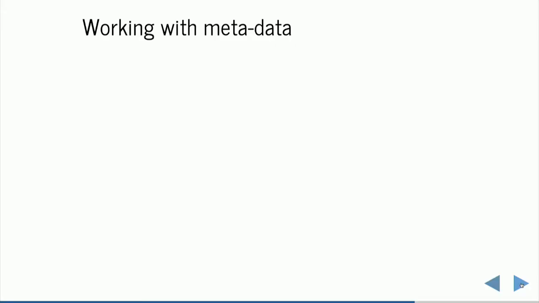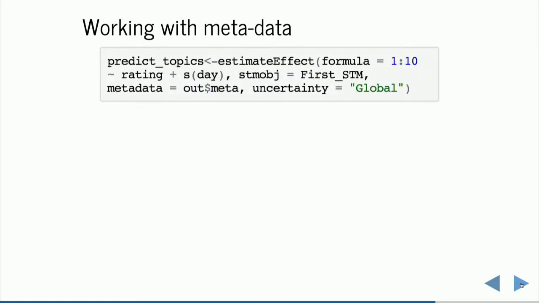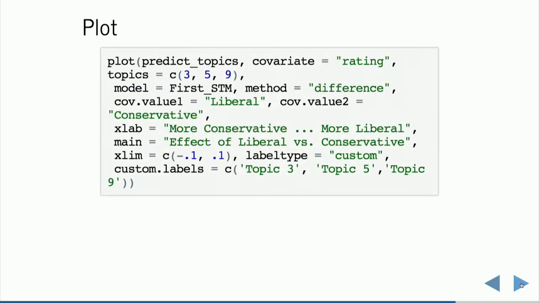Okay. Now, the other neat thing about this package is that we can plot the results according to their relationship with metadata. So we can, for example, use this estimate effect function, and here what we're doing is essentially running a regression model that uses the metadata to predict the topic prevalence, and then we're going to do a bunch of plots with those.